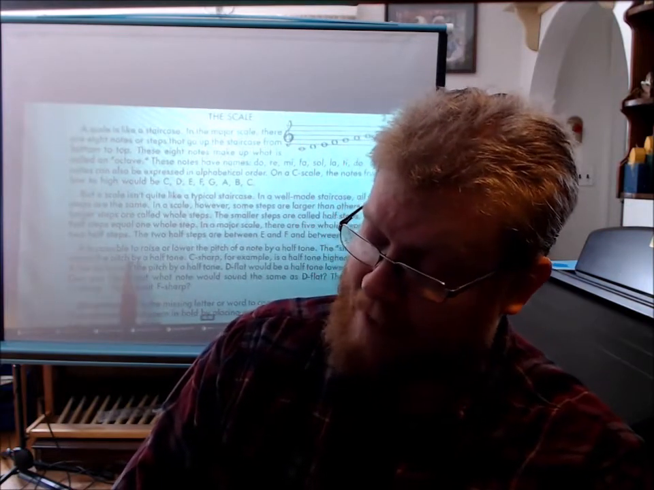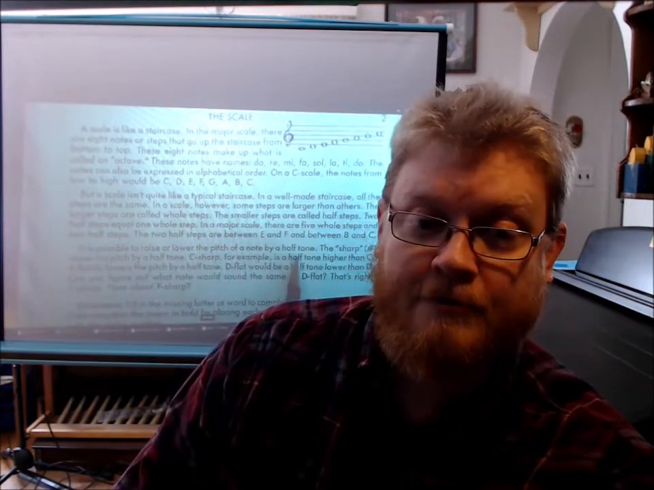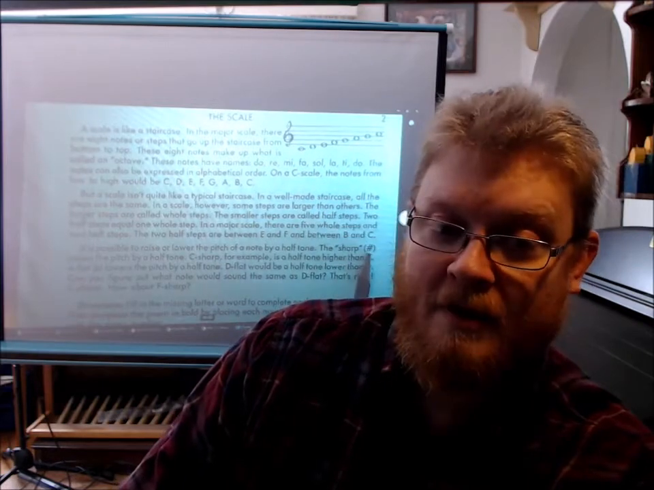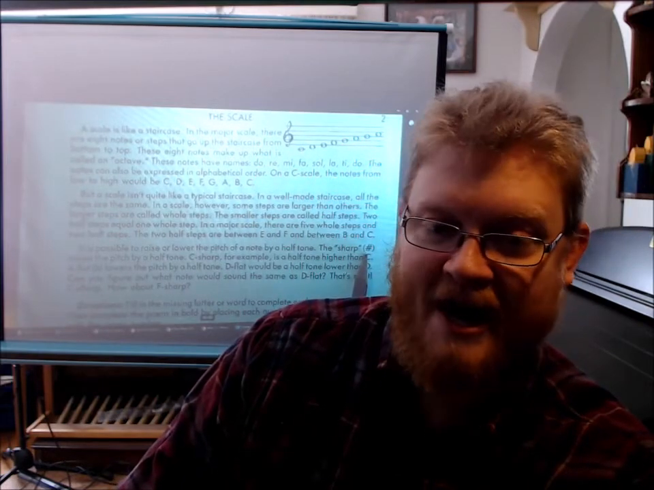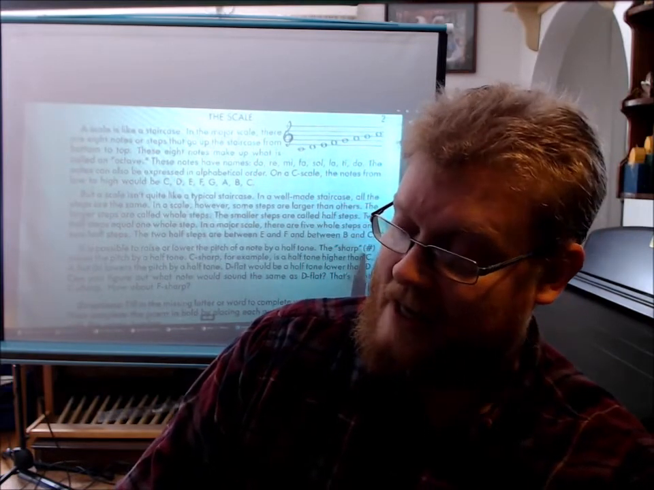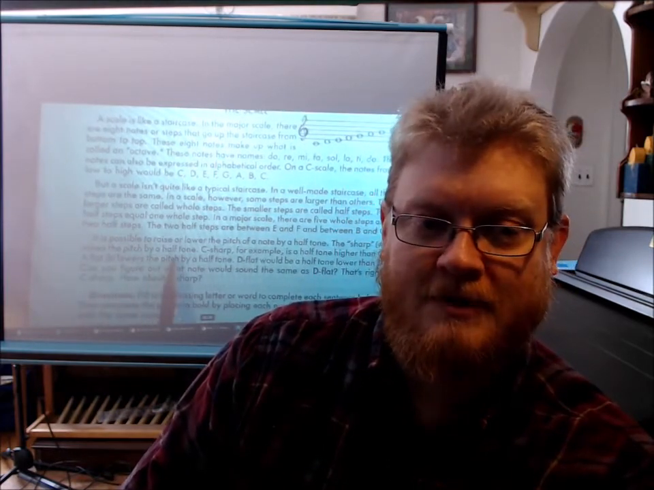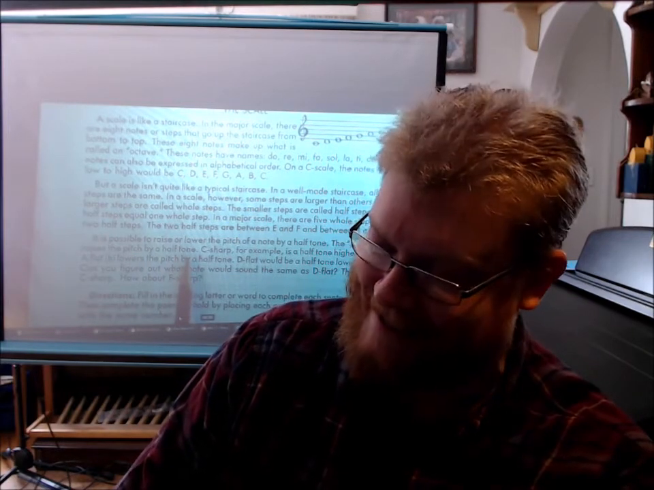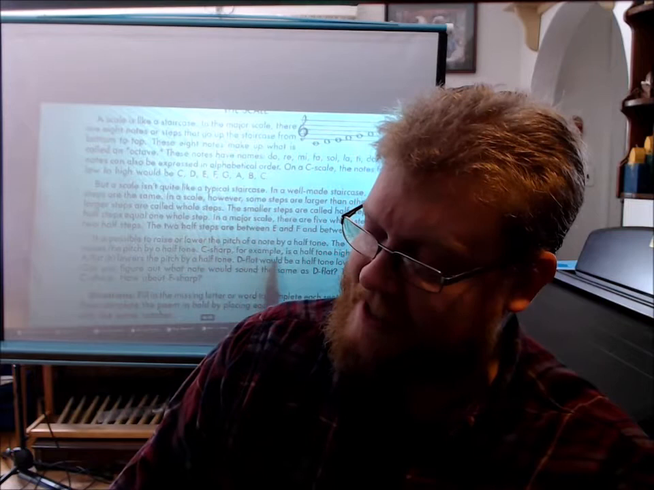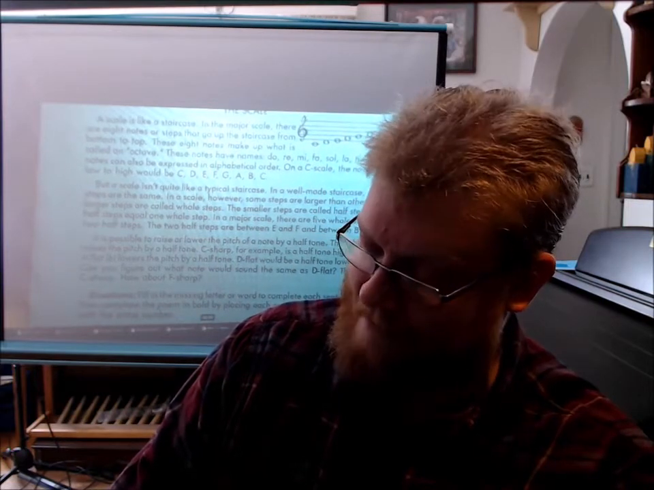It is possible to raise or lower the pitch of a note by a half tone. The sharp sign, hashtag, tic-tac-toe, pound sign, okay? In music, it's called a sharp. It raises the pitch by a half tone. So we have half notes, and then we have half tones. C sharp, for example, is a half tone higher than C.